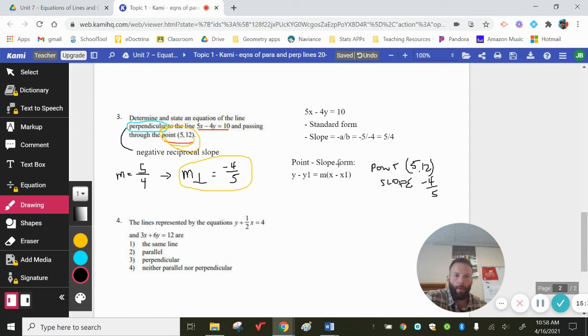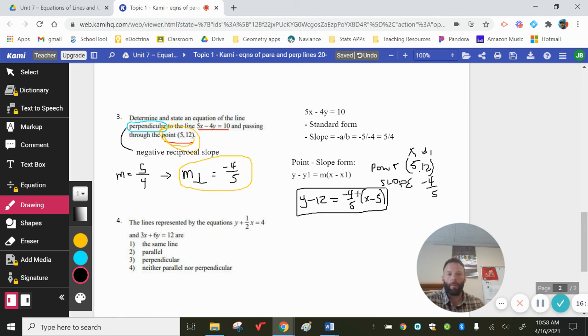So point slope form is y minus y1 is equal to m times x minus x1. So the point is my x1 and my y1. The 5 is x1, the 12 is y1, and my slope m is going to be the negative 4/5. So my answer can be written like this: y minus 12 is equal to the slope negative 4/5 times x minus 5.